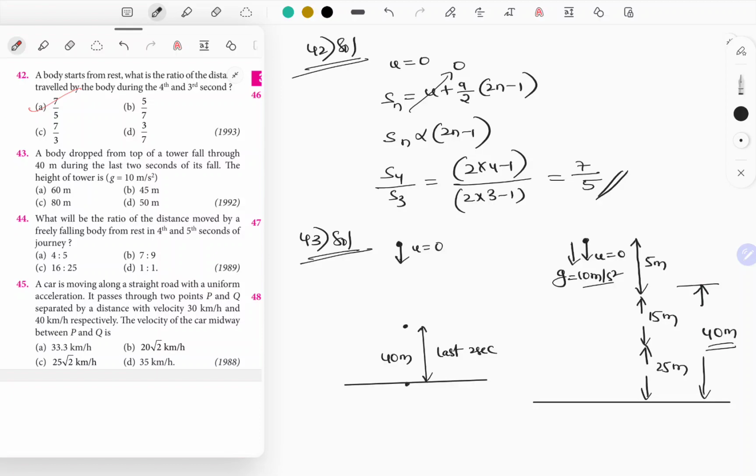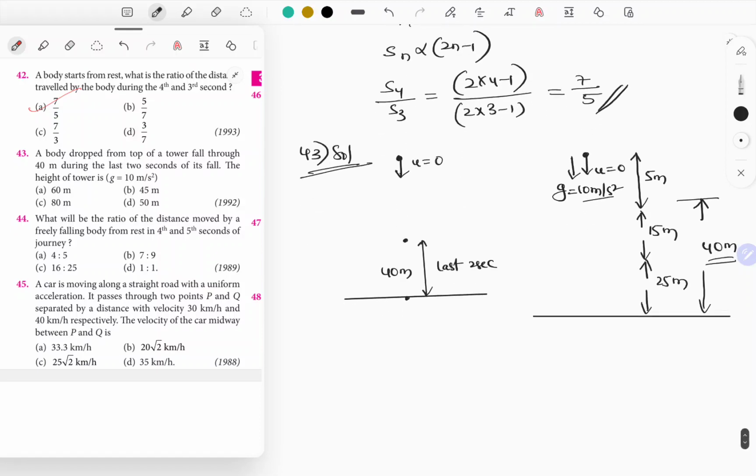Sir, why can't I take the next 1 second? Yes, you can take the next 1 second also. If you take the next 1 second, what is the distance traveled? You are going to get 35 meter. Is it possible to get 40 meter by adding 25 and 35? No, it is not. As you are moving down, the distance covered by the object in each 1 second goes on increasing. So the last 2 seconds distance traveled is 15 meter and 25 meter, which is equal to 40 meter. Then what is the total height of this tower? It is going to be 45 meter.